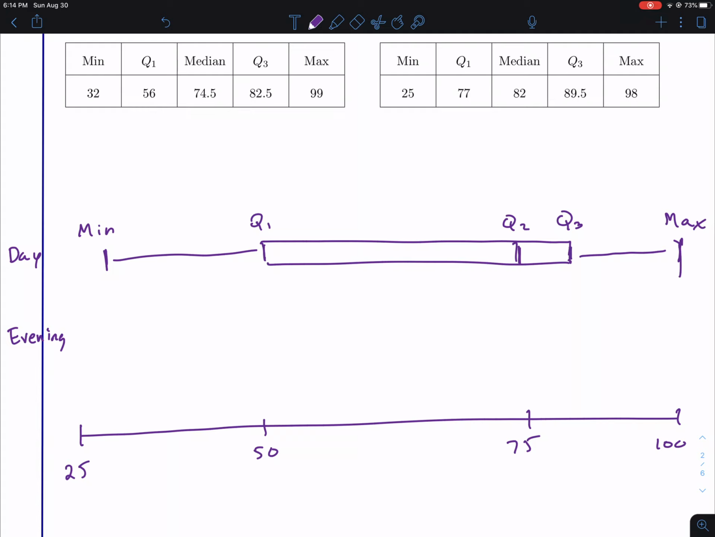So now let's look at the evening class. So we had the min of 25. Max of 98, so it's going to be just a little bit inside of the max above. So Q1 is 77, so it's like way up here. The median of 82, so it's going to be a little bit of the inside of where their Q3 was. And then 89.5.